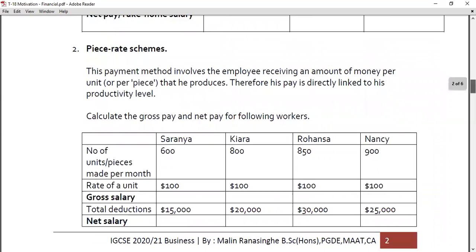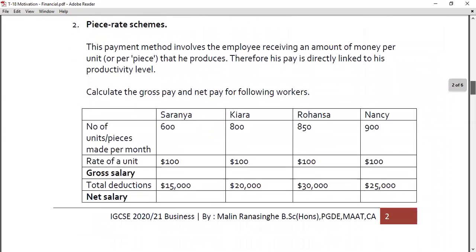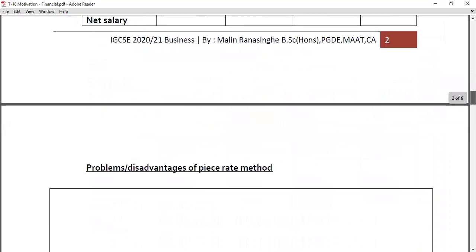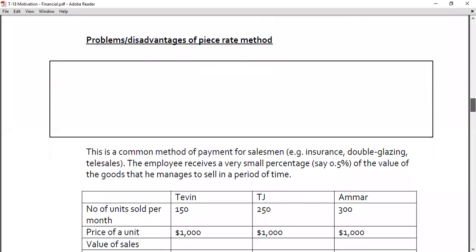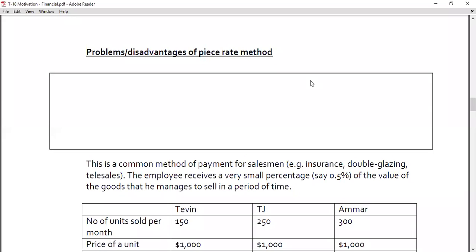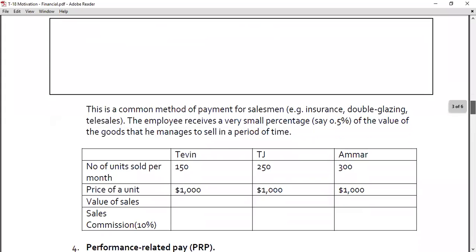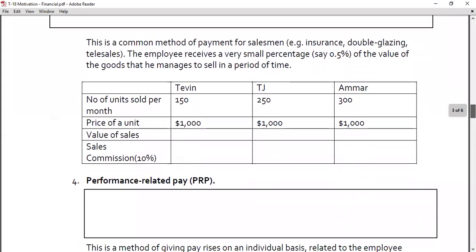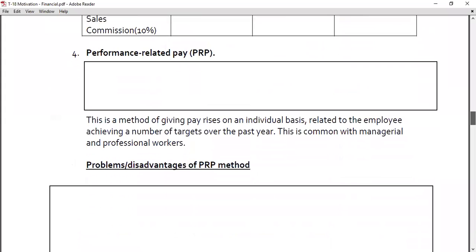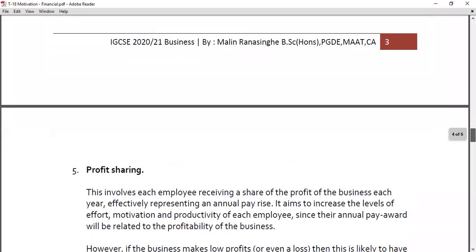Then the piece rate system: we calculate based on the number of units they produce. We multiply that with the rate per unit, get the gross salary, do the deductions, and get the net salary. That's the piece rate method. We also talked about the problem with the piece rate system: quantity might increase, but quality might drop. And we talked about the commission method and the PRP method, and the problem with the PRP method last week.